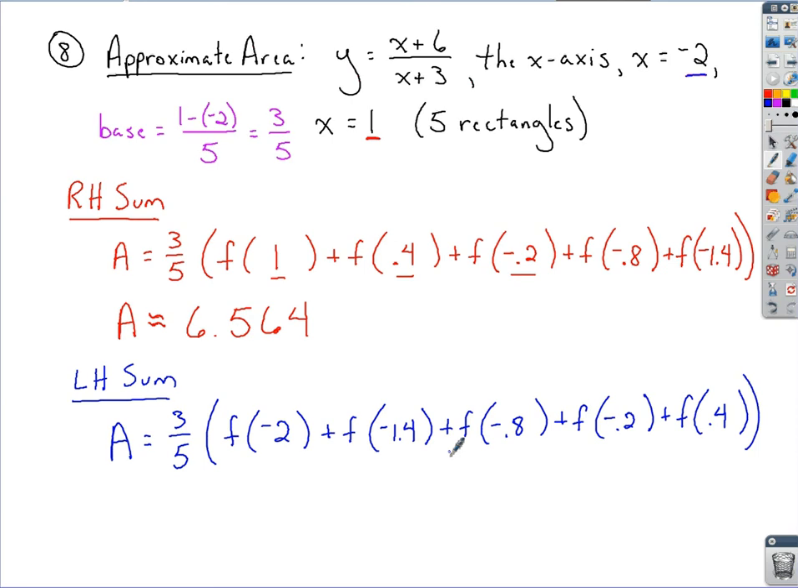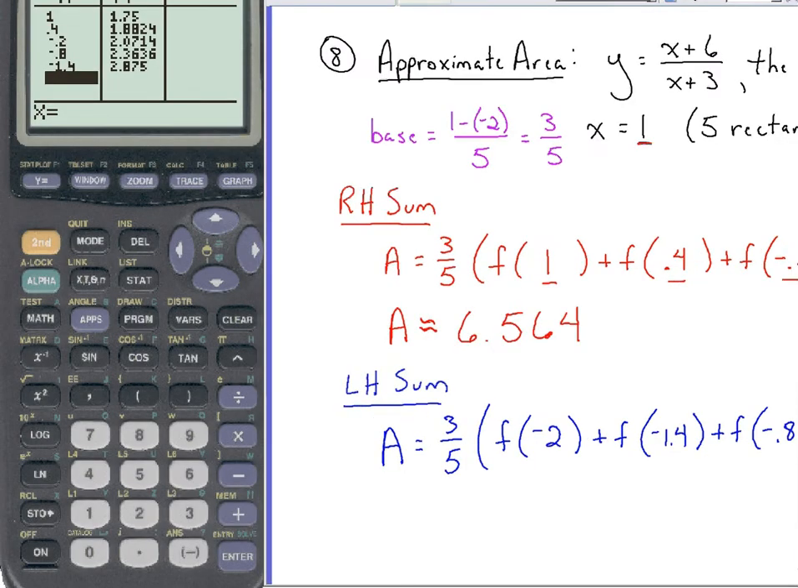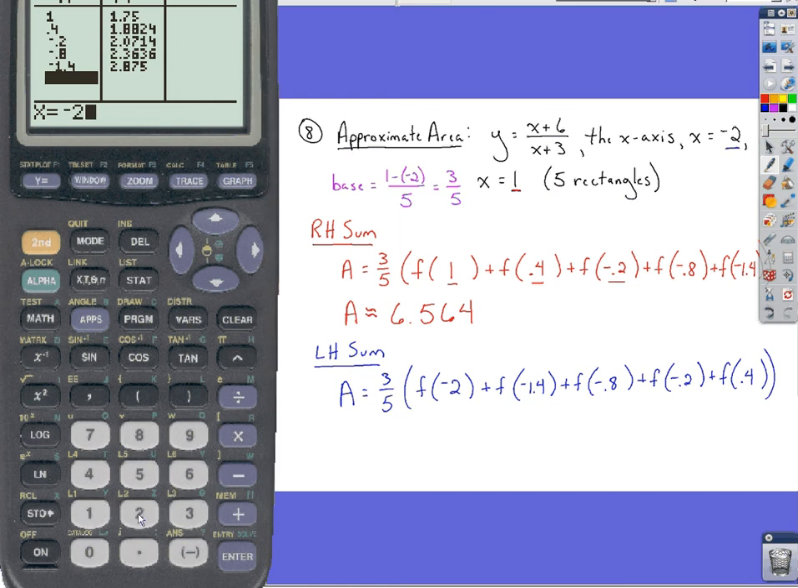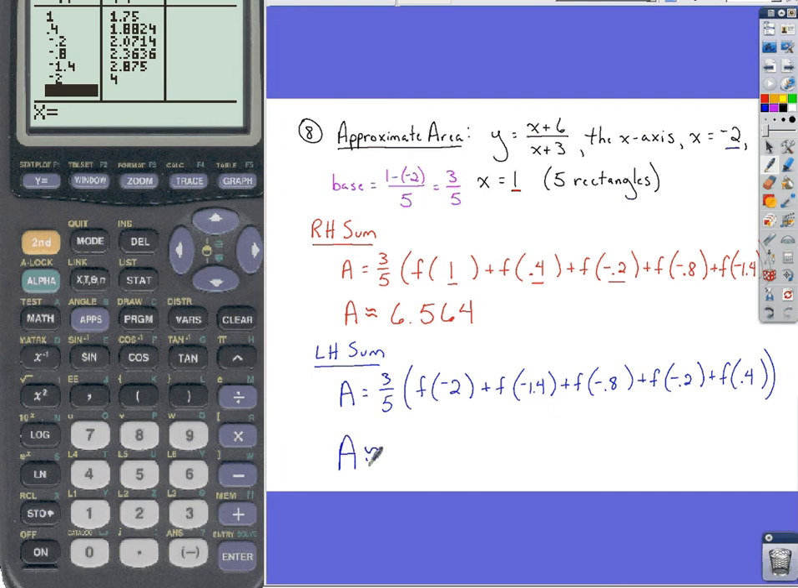now I take all of these values and plug them in. Since I've already set this up for the right-hand sum, it's not going to take me too long to figure this out because I've got most of my values already. Really, the only new value I need to calculate is negative 2. So I enter that in. I find out that's 4. And now I add up all of my values, basically from 0.4 down to negative 2. I add up these results on this side. Once I get that sum, I multiply by 3/5. That's going to give me my approximate area.